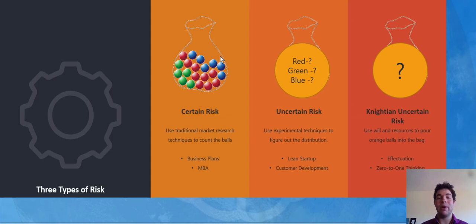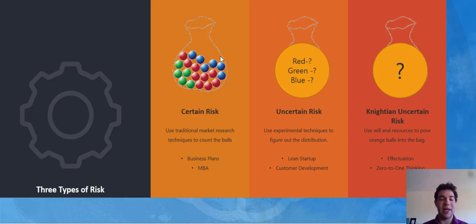The first type we'll talk about is certain risk. This is represented here by a bag that's clear, where you can see exactly the balls that are in it. As long as I know how much the green, the red, and the blue are worth, then I know exactly which ball to bet on to make the right decision, because I know how many balls there are. I can make a simple expected value calculation of the value of the balls multiplied by the probability of getting the ball, and that tells me which ball to take.